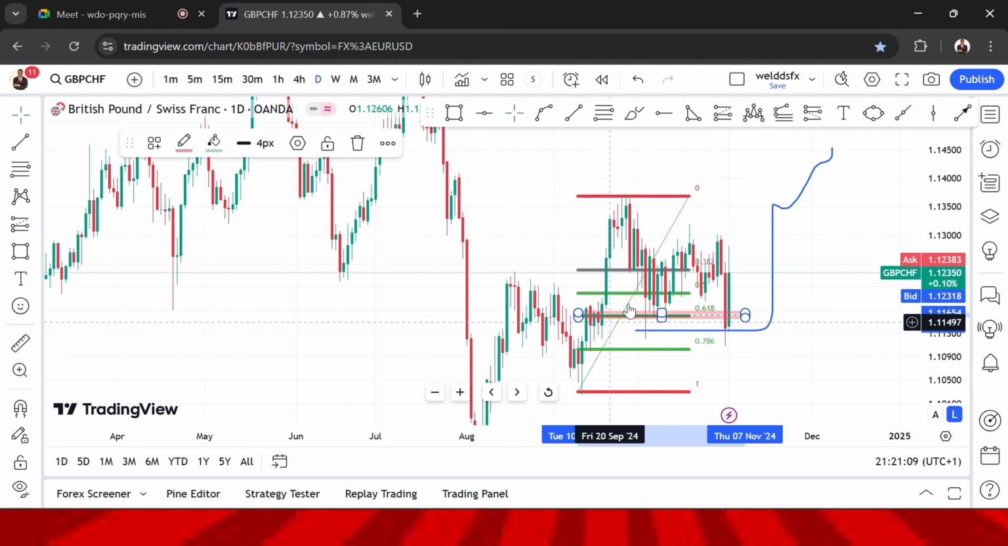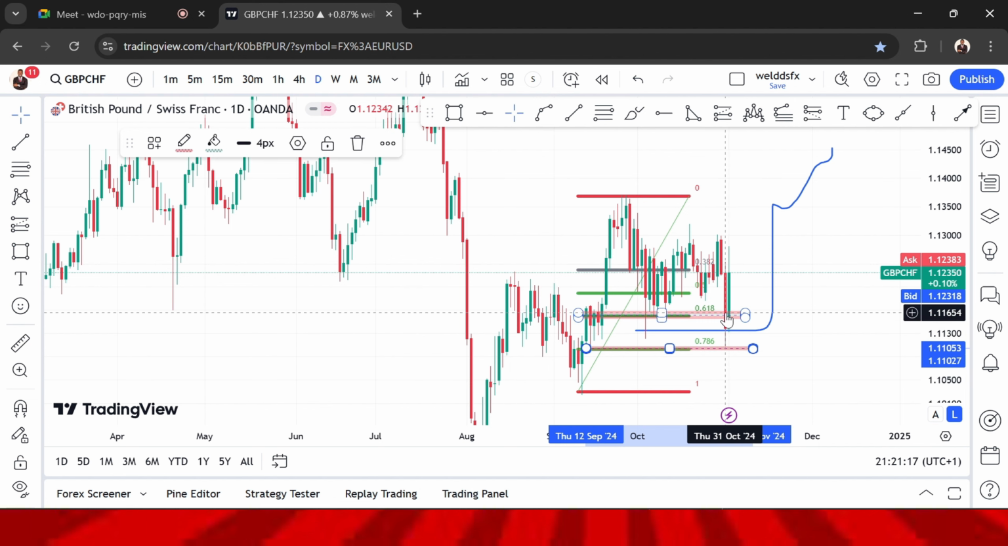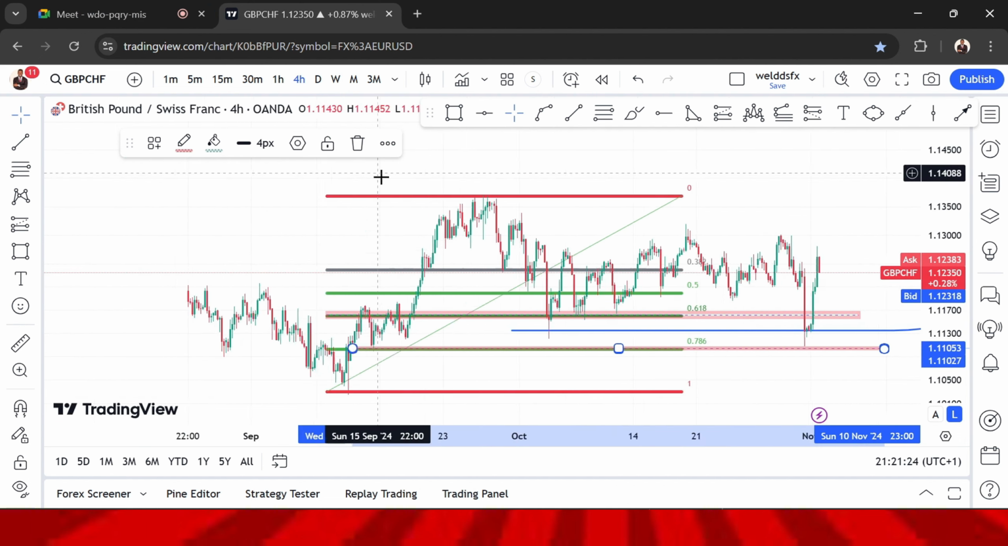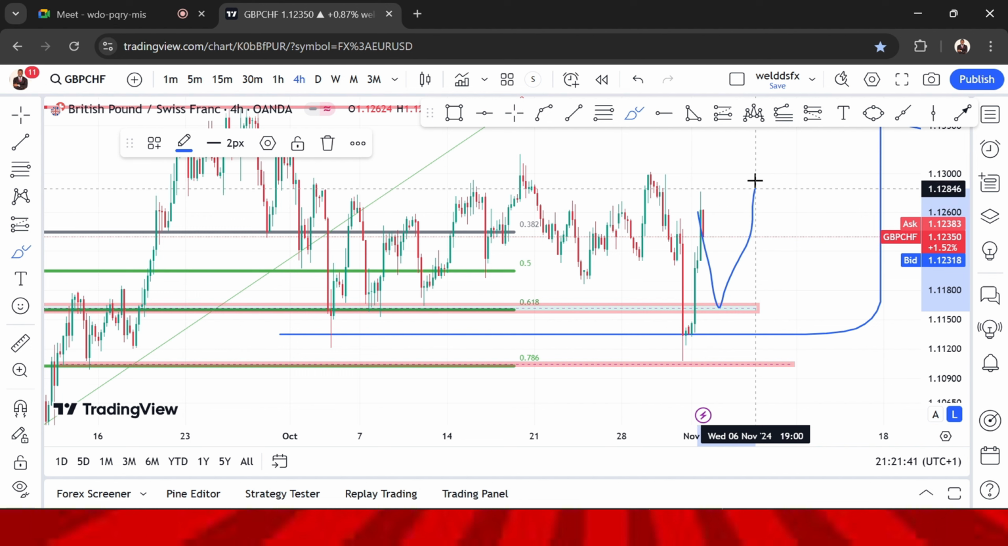Or at the 78.6 fib level, this level here, this is the second level. It went close to that place, but right here, this trade is already moving. But what can you do if you come to the 4-hour time frame? Let's see if you can have a good, just maybe watch this. You can do something like this, come back here, and then continue.